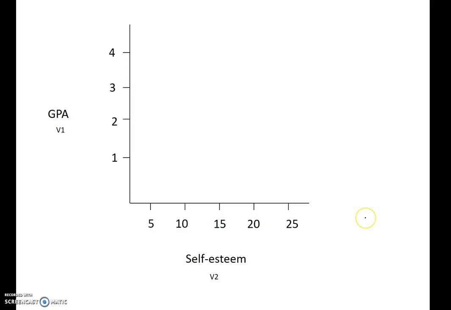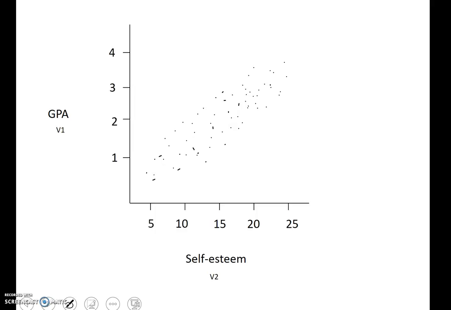All right, let's just say that we did this study that I mentioned earlier, and we asked students to report their GPAs, and we measured their self-esteem. And let's just say that we ended up with a positive correlation with the scatter plot that looks something like this. Okay.